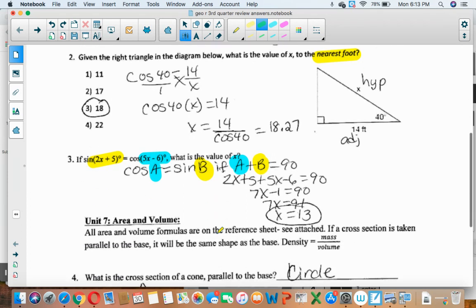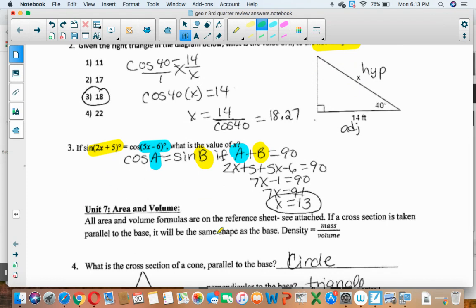Okay? All of your area and volume formulas are on the reference sheet. So if you don't still have a reference sheet from class, you can certainly just Google Geometry Common Core reference sheet and pull it right up and use that as you're doing these problems. The thing that's not on the reference sheet is density. Density is mass over volume, but you can use your notes for the test so you don't have to memorize anything at all. And the other thing is cross-section.